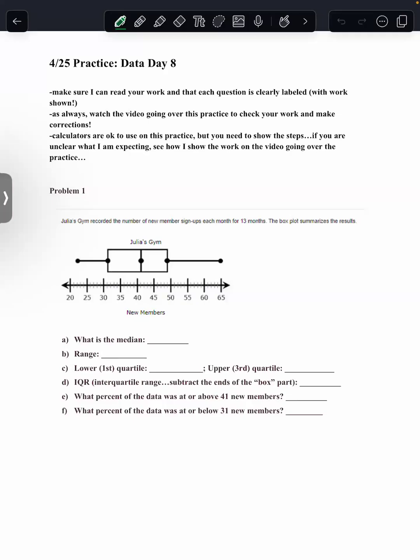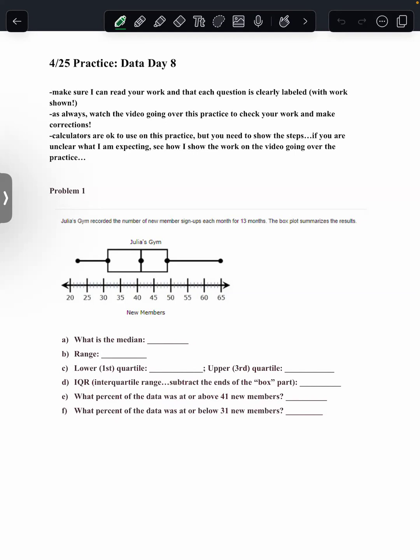All right, so we're on the 425 practice data day 8. Hopefully you're finishing this up before you go to this last quiz. So here we're using data with box plots particularly.